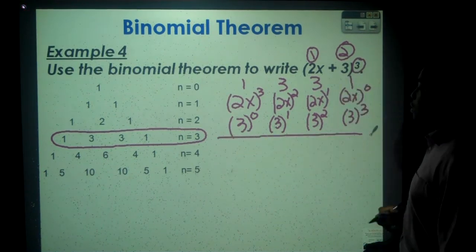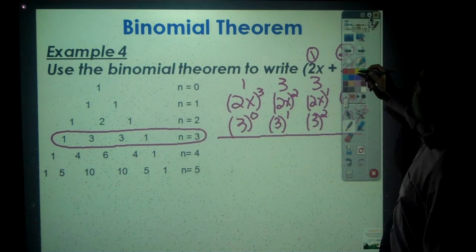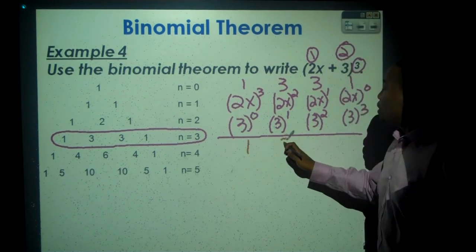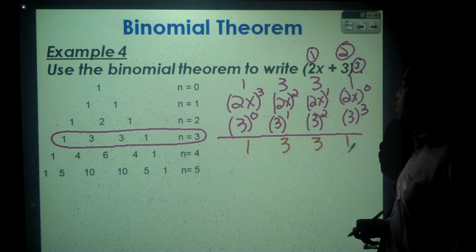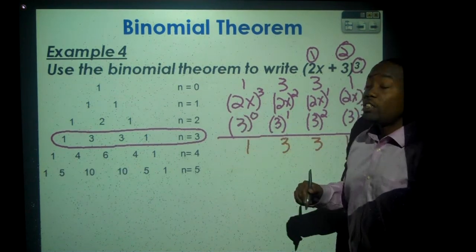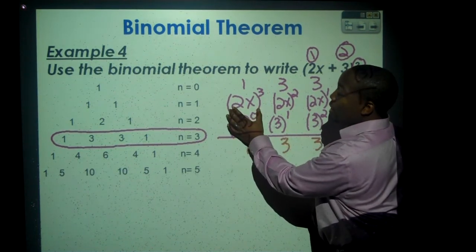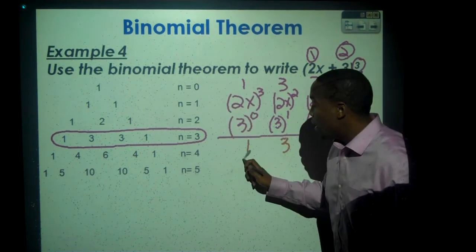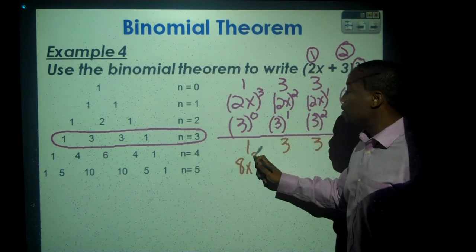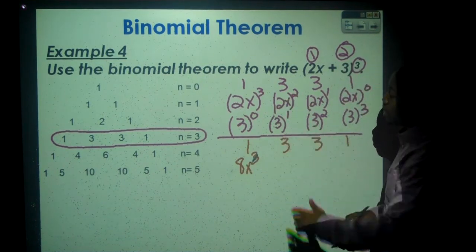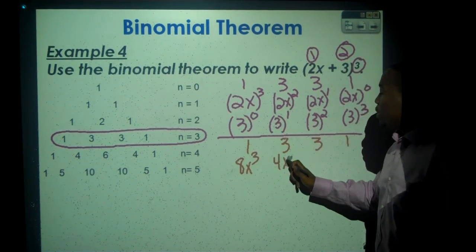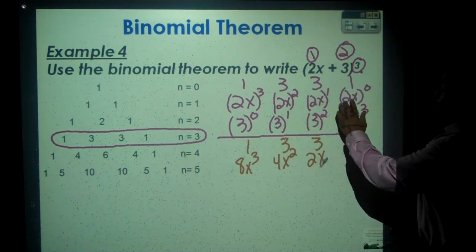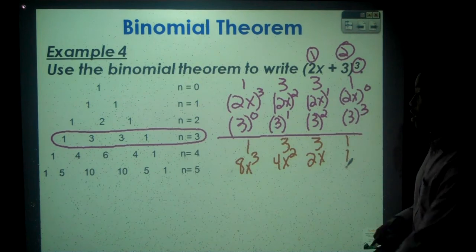Now I'm going to simplify what we just put down. So I'm going to go to orange. The top always stays the same. Always stays the same. So now, this is the reason why I put the parentheses around here, right? 2 to the third doesn't give me 6, it gives me 8x to the third. 2 squared gives me 4x squared. 2 to the first gives me 2x. (2x) to the 0 just gives me 1.